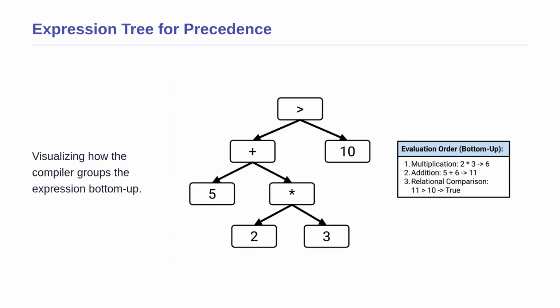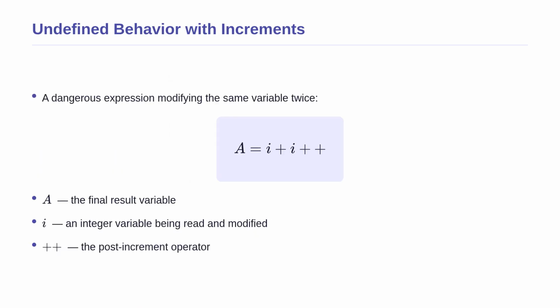Physically, a value of 1 means the logical condition was successfully met. To make this step-by-step process completely clear, let us look at a visual representation of how the compiler groups the expression. This is called an expression tree. Notice how the multiplication of 2 and 3 is at the very bottom of the tree. Because the computer must evaluate the bottom branches before it can move up to the addition, and finally up to the greater than comparison at the top. The tree structure perfectly enforces the rules of operator precedence. This visual tree perfectly enforces precedence, but it brings us back to our earlier warning about undefined behavior.